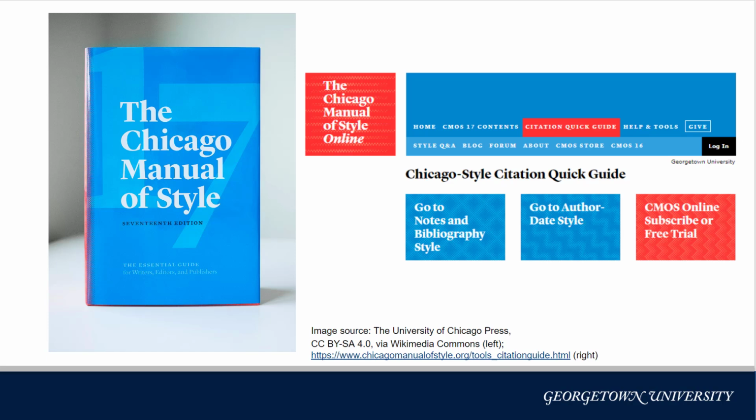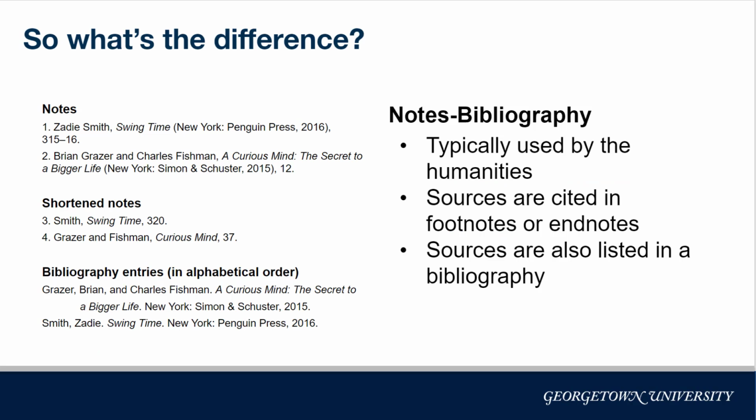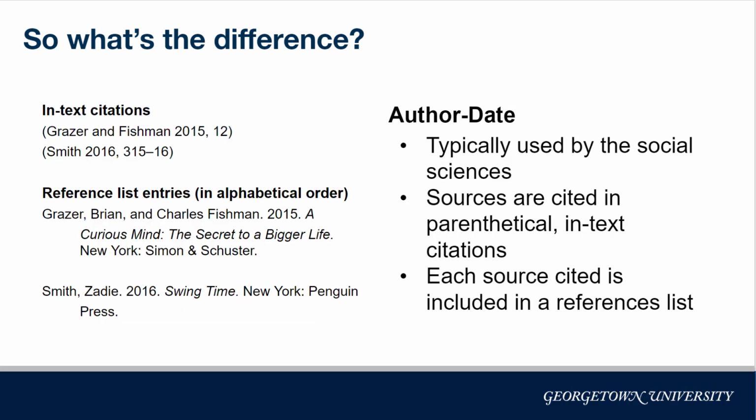It comes in two varieties, Notes Bibliography and Author Date. In Notes Bibliography, sources are cited in numbered footnotes or endnotes. Each note corresponds to a raised or superscript number in the text. Sources are also usually listed in a separate bibliography.